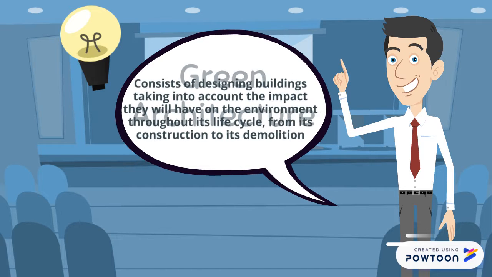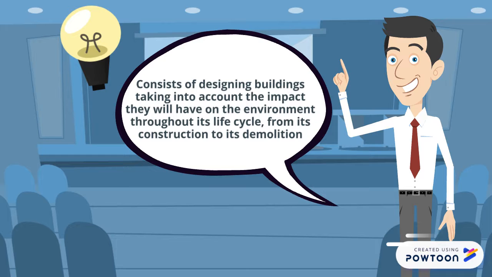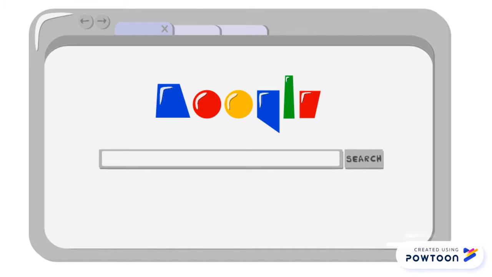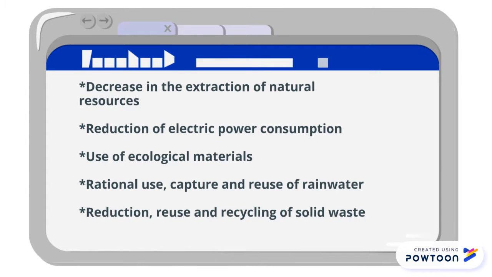Green architecture consists of designing buildings taking into account the impact they will have on the environment throughout their life cycle, from construction to demolition. If we search for the purposes of green architecture, we can find that some of them are: decrease in the extraction of natural resources, reduction of electric power consumption, use of ecological materials, rational use, capture and reuse of rainwater, and the reduction, reuse and recycling of solid waste.